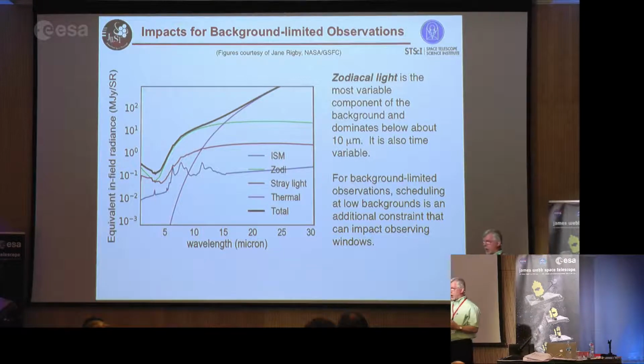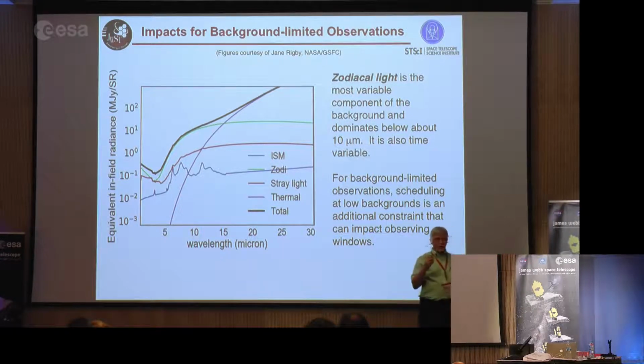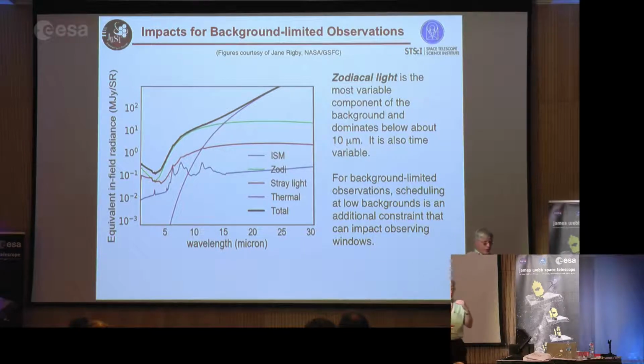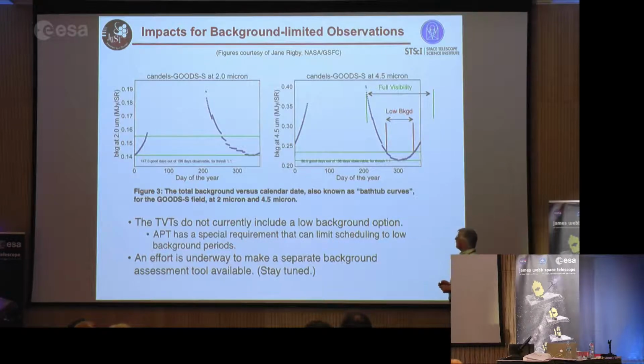And so if your science use case is an example of where you're in a background limited situation where you want to minimize the background, you will need to restrict the visibility from what the visibility tool tells you. It just calculates the overall visibility window. It's not looking at the background. We expect to actually have a tool, if not exactly like this, similar to this, available. Jane Rigby down at NASA Goddard had constructed a prototype tool that we're trying to get released that would allow you to assess the situation yourself if you really needed low background.